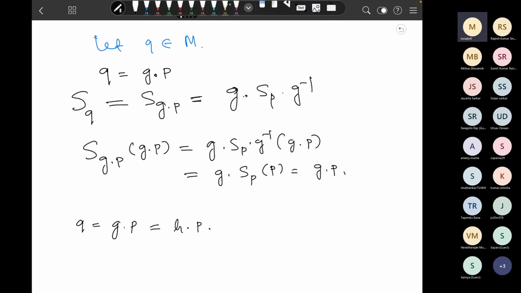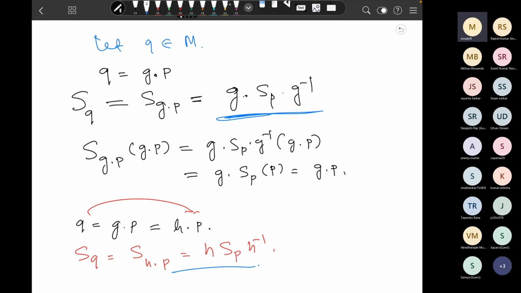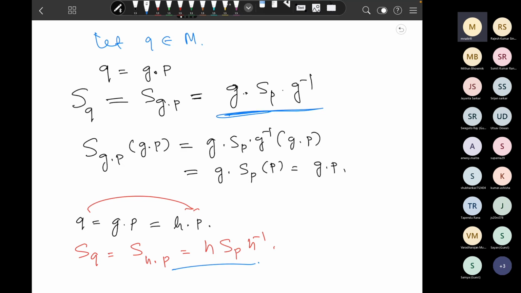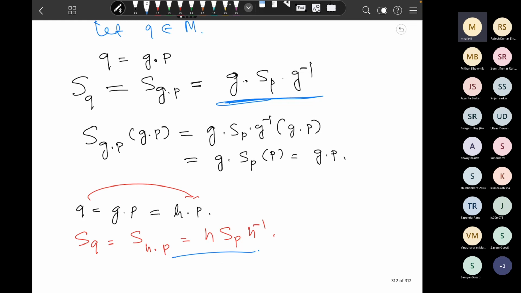So one can also define this S_Q like S_{H·P}, this is really H S_P H inverse, and so there is a problem in the well-definedness of this definition. There are two expressions for S_Q we are getting, so we have to show that these two things are the same. Okay, let us first fix this thing.